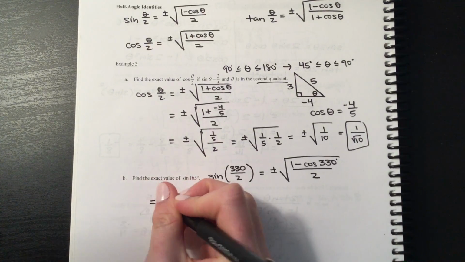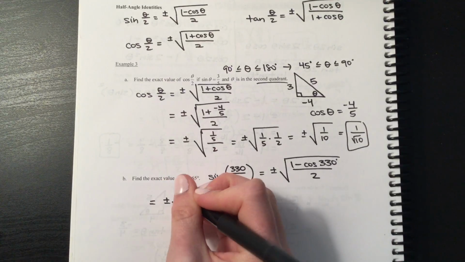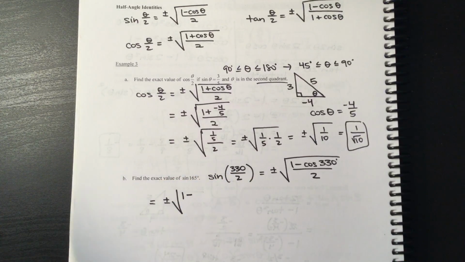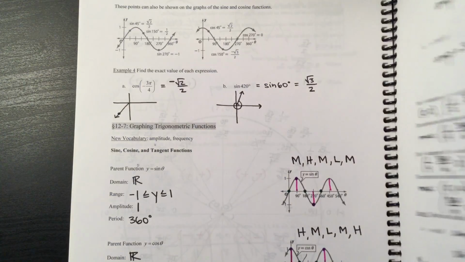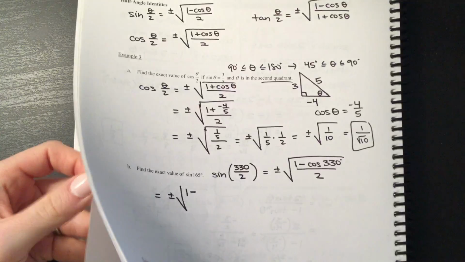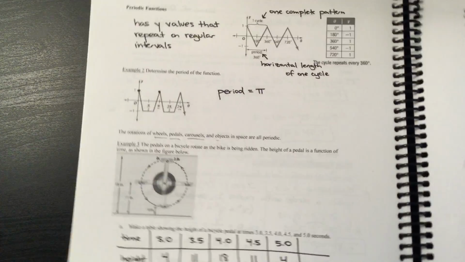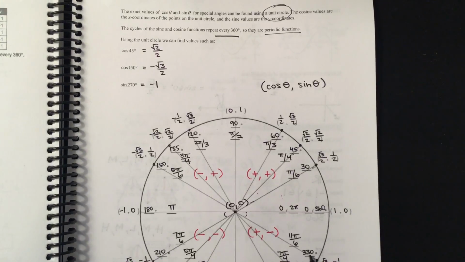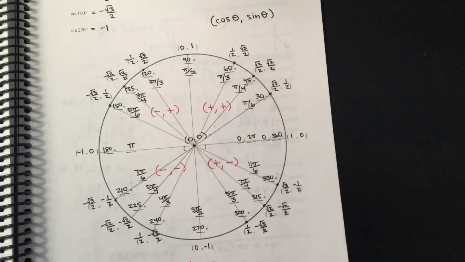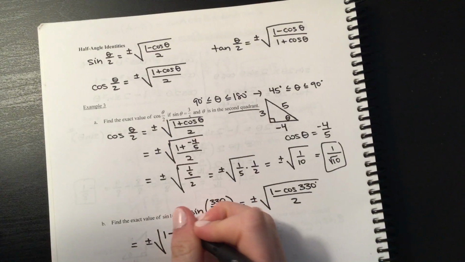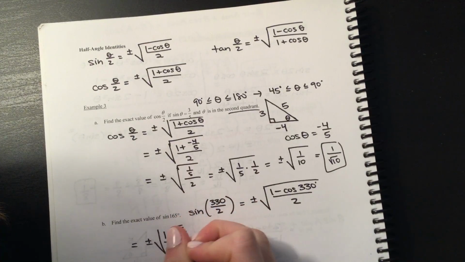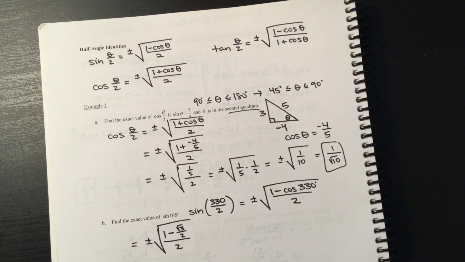So plus or minus square root of 1 minus, and now this, remember we've got tons of these values on the unit circle, cosine of 330 degrees. 330 degrees is right here. Cosine of that angle would be square root of 3 over 2. Okay, so I take the square root of 3 over 2, and then divide that all by 2. So let's clean this up.